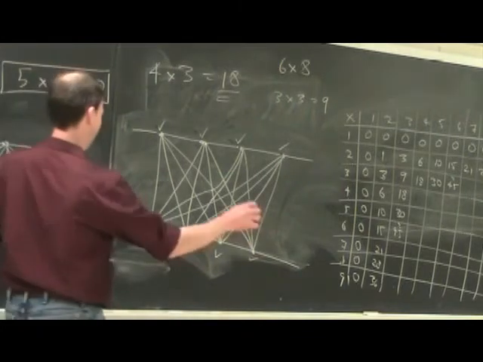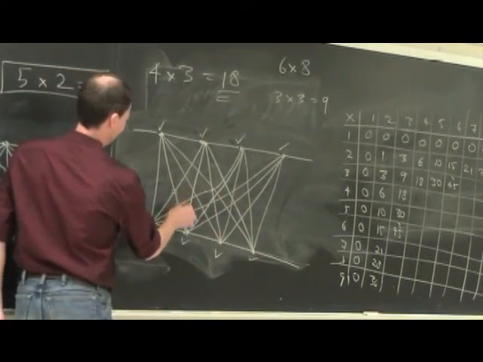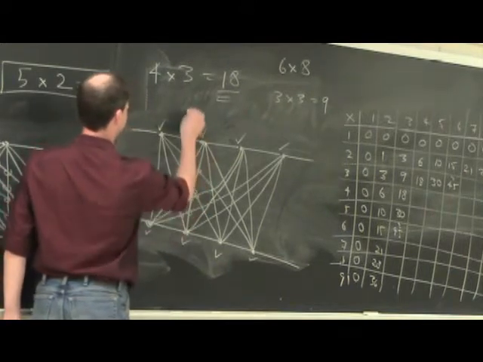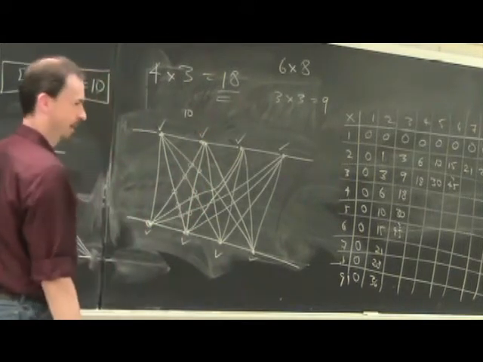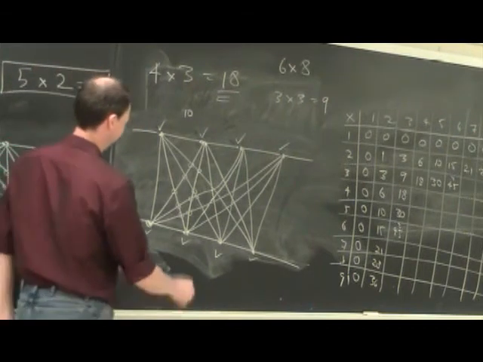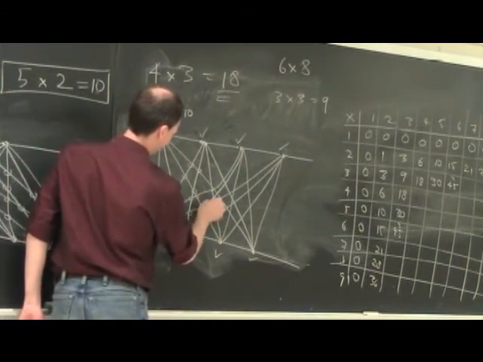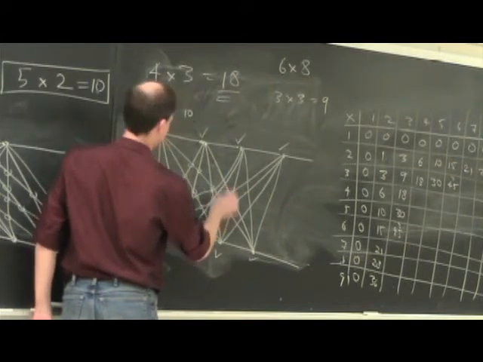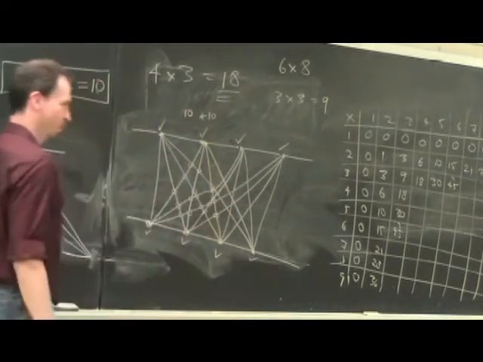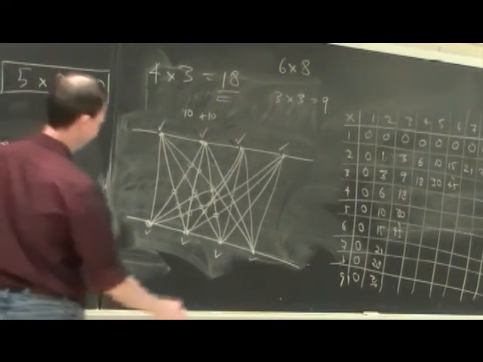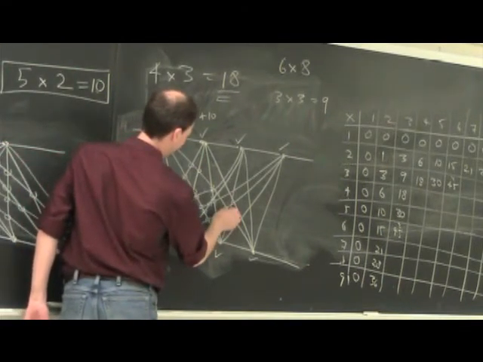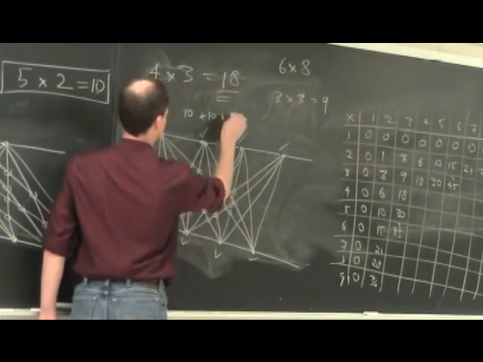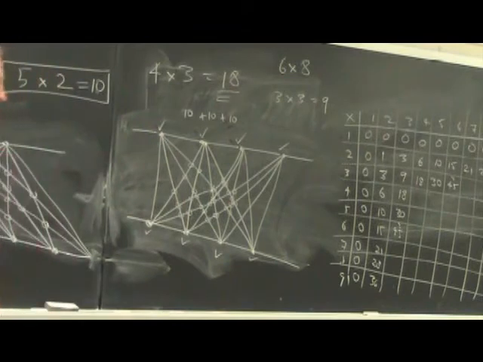Alright, you ready? 1, 2, 3, 4, 5, 6, 7, 8, 9, 10. Okay, the answer's more than 10. 1, 2, 3, 4, 5, 6, 7, 8, 9, 10. Answer's more than 20. 1, 2, 3, 4, 5, 6, 7, 8, 9, 10. The answer's more than 30.